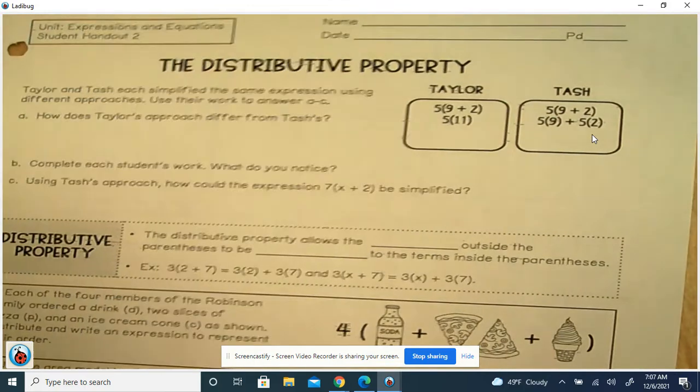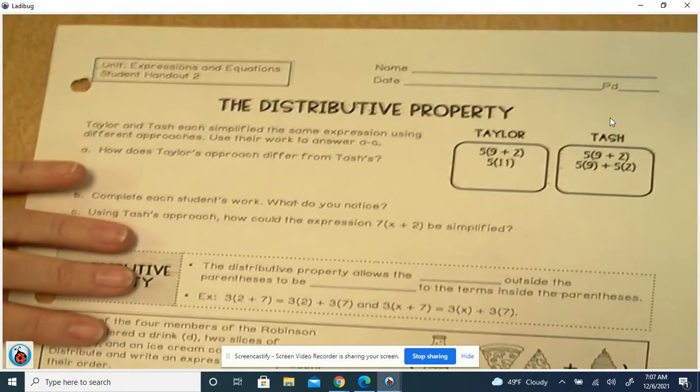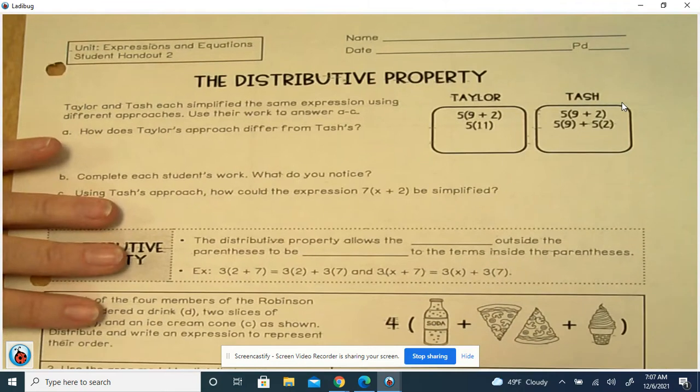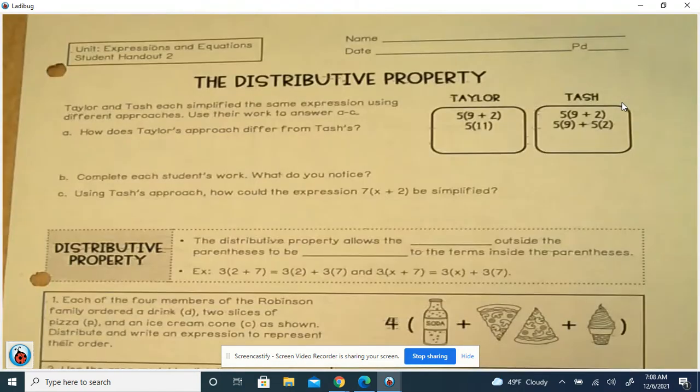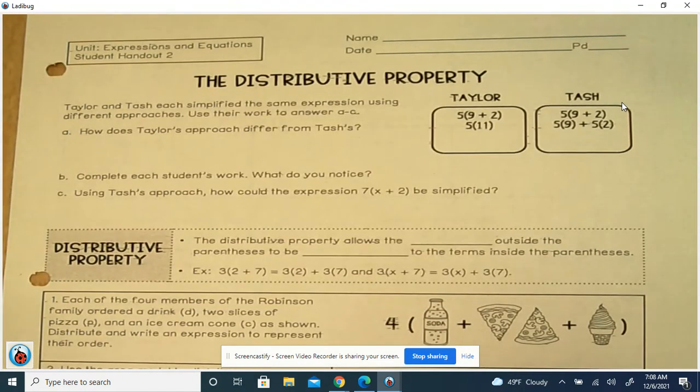This video is on distributive property. We've also done some of this in our flashbacks. I use my flashbacks to prepare y'all for what's coming up in class.